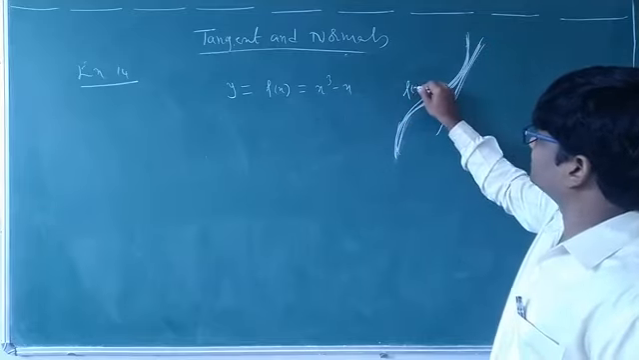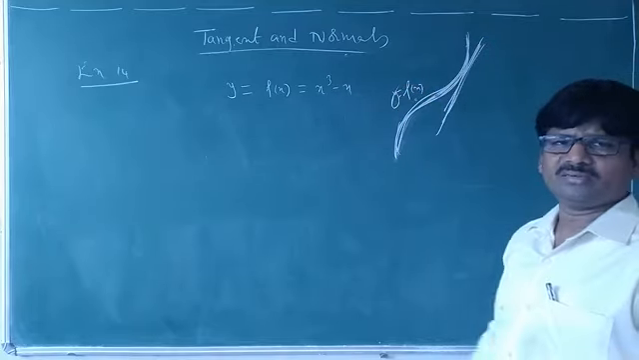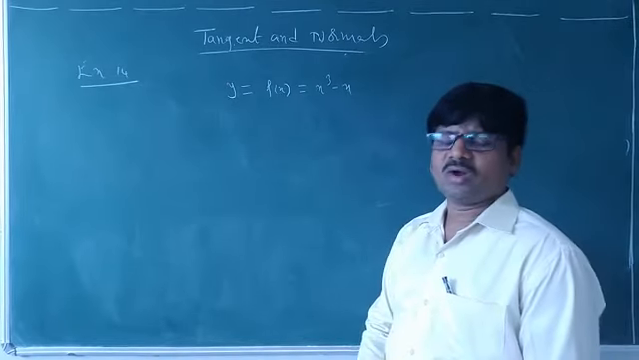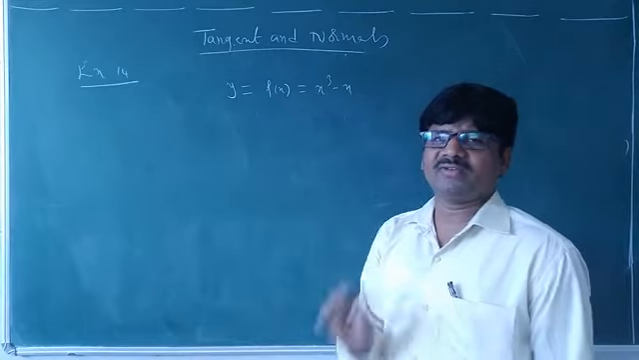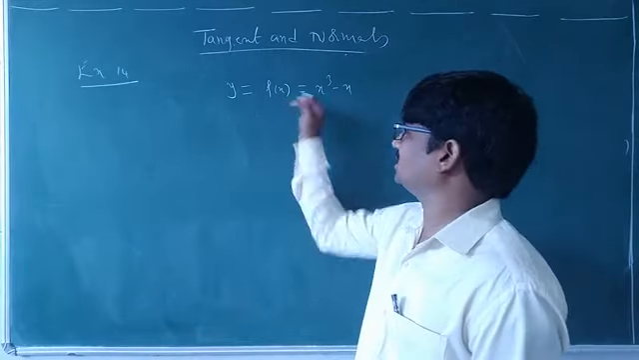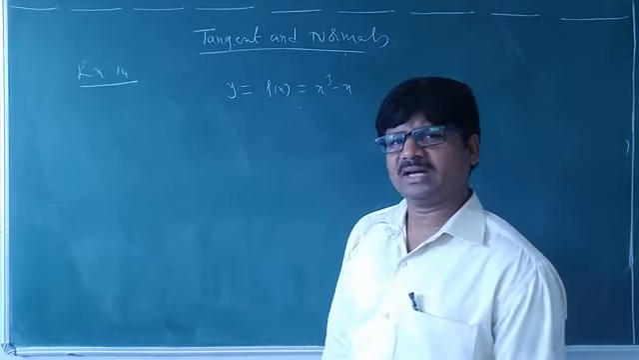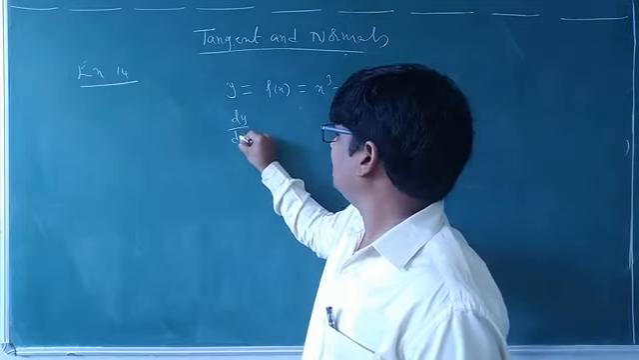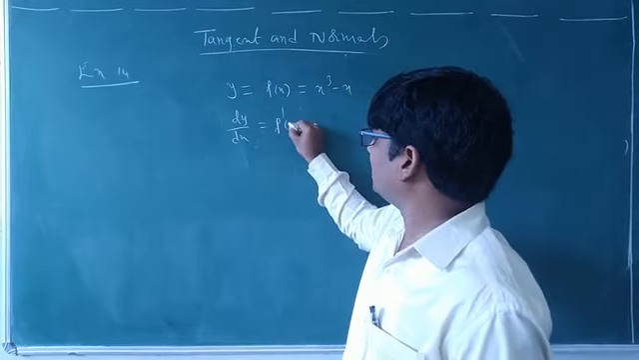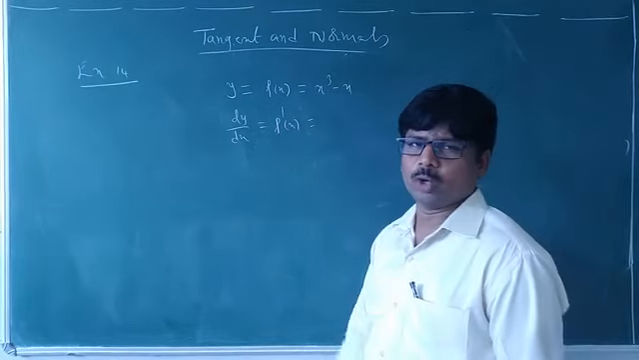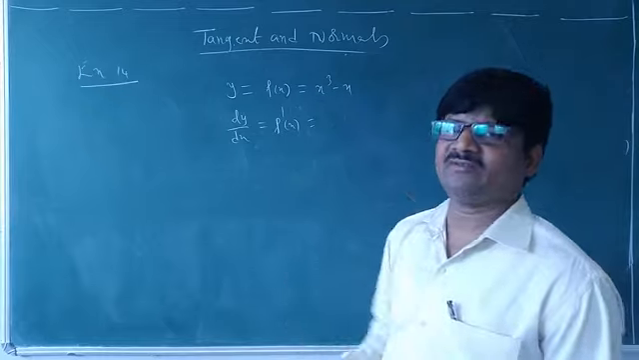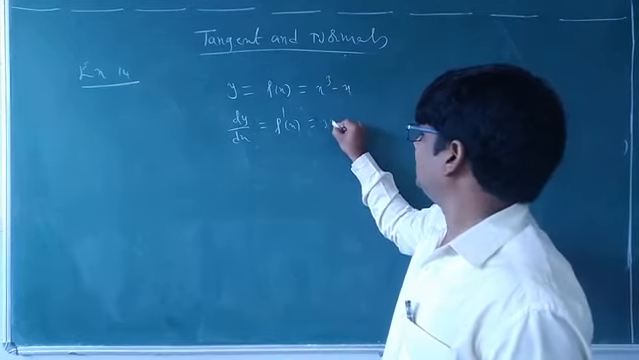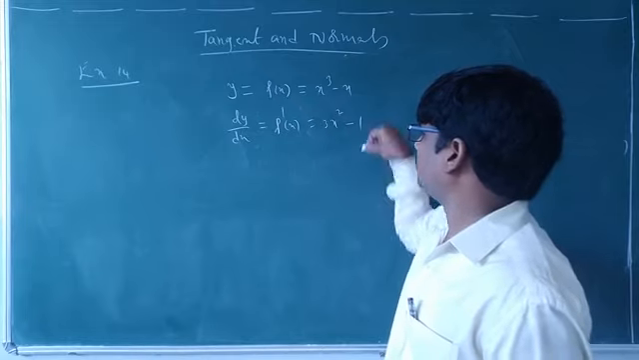The curve means y is equal to f of x. Now what I told you: the slope of a curve means nothing but the derivative of the function. Now differentiate with respect to x. Then dy by dx, or f dash of x, is equal to the derivative of x cube. In the x power n form, the derivative is n into x power n minus 1. Here n is 3, so 3 into x power 3 minus 1, that is x power 2.